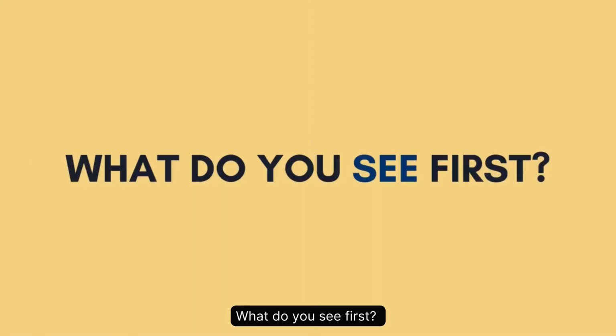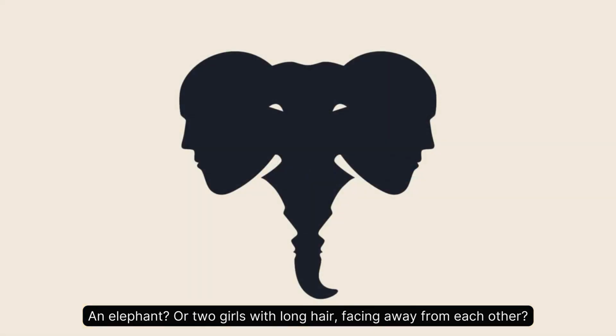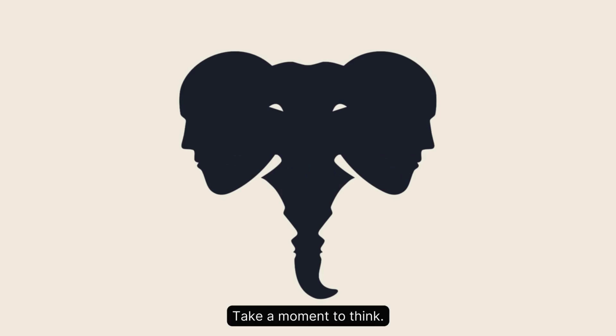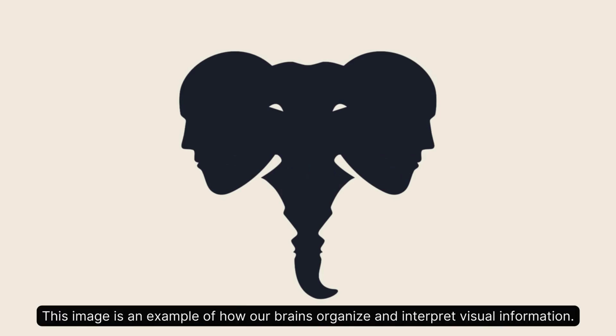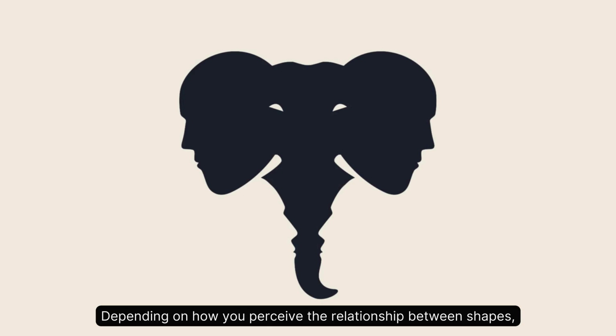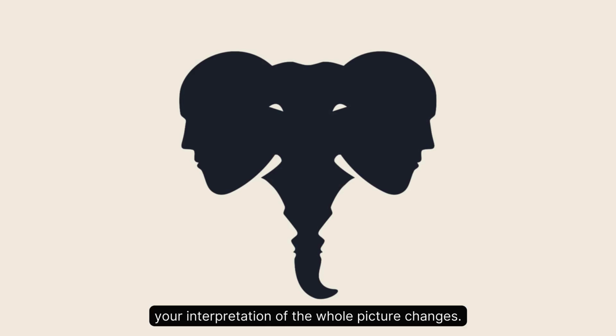What do you see first? An elephant or two girls with long hair facing away from each other? Take a moment to think. This image is an example of how our brains organize and interpret visual information. Depending on how you perceive the relationship between shapes, your interpretation of the whole picture changes.